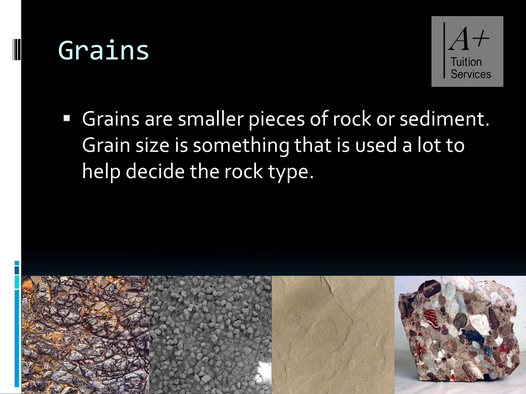And the next type of rock part is grains, and grains look more like what we see every day in our backyard, at the beach, and so forth. Grains are smaller pieces of rock or sediments. Grain size is something that is used a lot to help decide the rock type. So the grains could be fine, as the one shown with sand. It can be a mixture of sand and stone. It can be little fine gravels, and it could be big boulders. But because they were once sediment and made from sediment, they are considered a grain type rock.